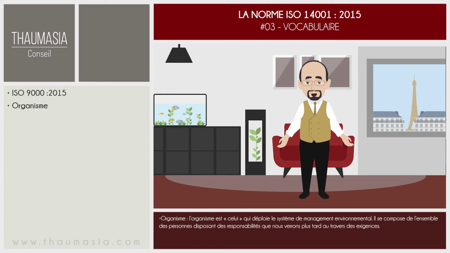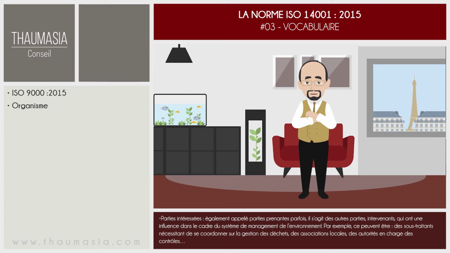Organization. The organization is the one that implements the environmental management system. It is composed of all the people who have the responsibilities that we will see later through the requirements. Interested parties. Also called stakeholders, these are the other parties who have an influence within the framework of the environmental management system. For example, they can be subcontractors needing to coordinate on waste management, local associations, authorities in charge of controls, etc.